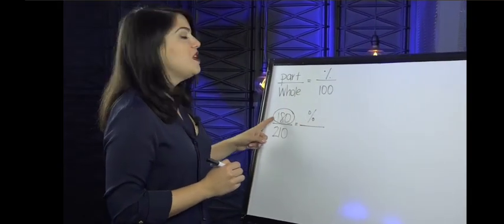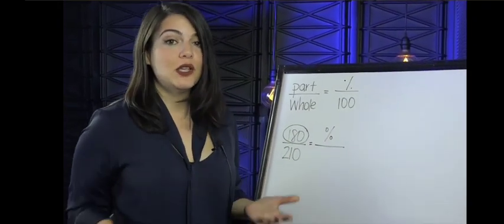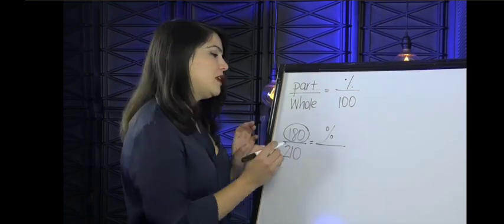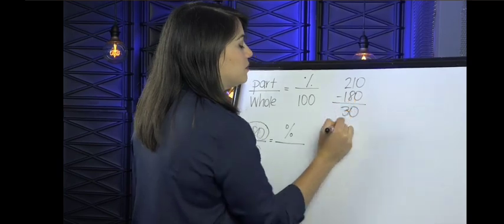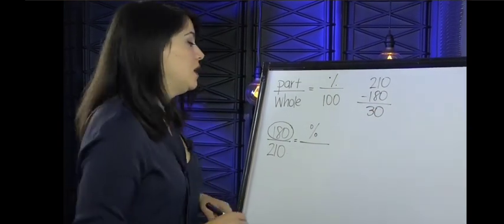If we're looking for the percent discount, we need to put the amount of the discount here. Can we find the amount of the discount? Well, yes, we can. We can figure out the difference between 210 and 180. So let's do that real quick. 210 minus 180 is 30. So the amount of the discount is $30.